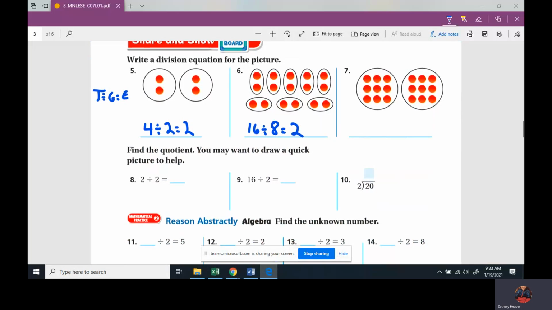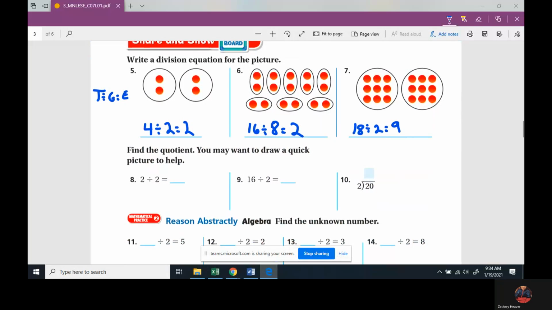You're close. 9 plus 9 makes 18. So, Adelie, you have 18 total. How many groups do you have? And how many's in each group? 9. Good.